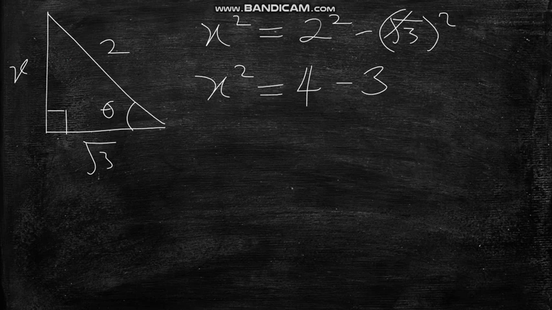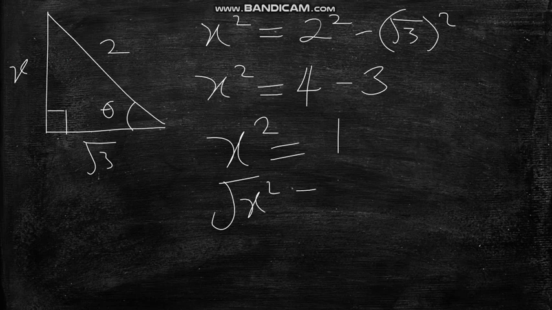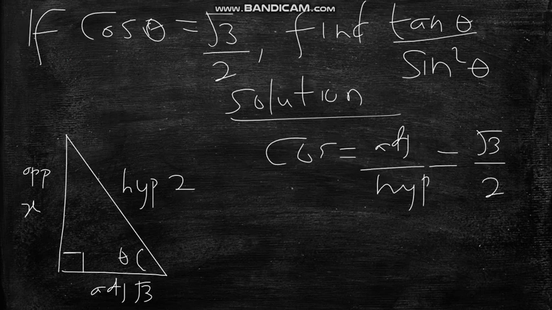So x squared is equal to 4 minus 3, which will give us 1. If we take the square roots on both sides, we can see that x is equal to 1. So we've seen that our opposite is 1. Since our opposite is 1, we need to find tan theta.